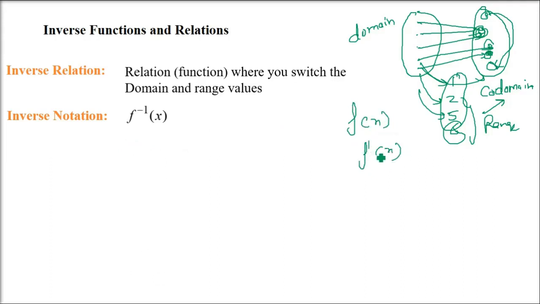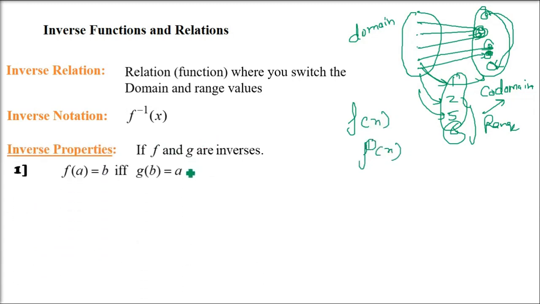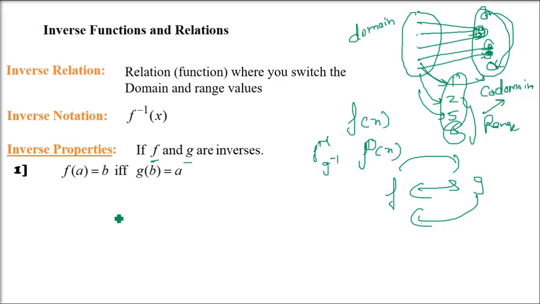For f(x) a function, the inverse is represented by f inverse x. Let us call f inverse g. If f and g are inverses, f is an inverse of g and g is an inverse of f. This is only possible when f(a) equals b and g(b) equals a. If you put the value of a in function f, you get b, and if you put the value of b in function g, you have to get a.